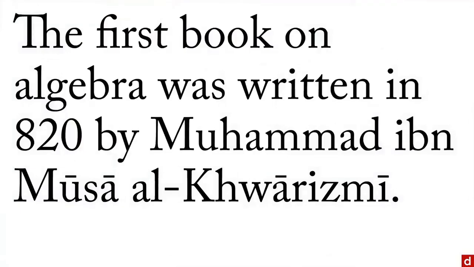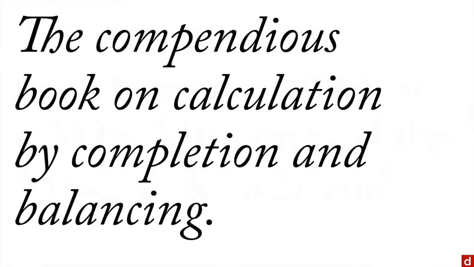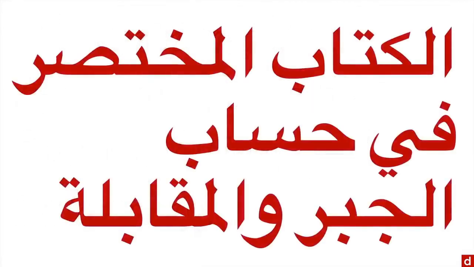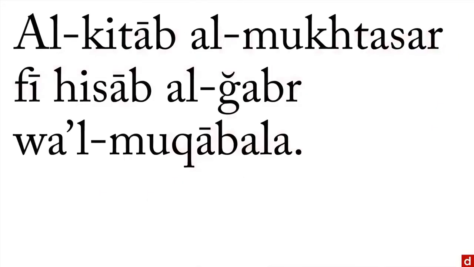In case you're not aware, the first book on algebra was written in 820 by Muhammad ibn Musa al-Khwarizmi, and it was called The Compendious Book on Calculation by Completion and Balancing. Actually, it was called this, which if you transliterate comes out to this, but look at this word right here. That's the algebra, which means restoration. In any case, that's where it comes from.